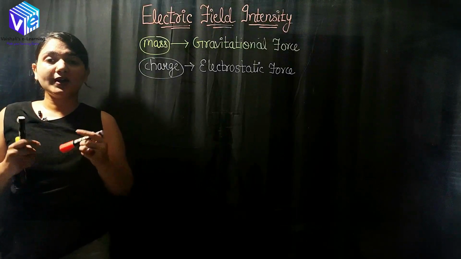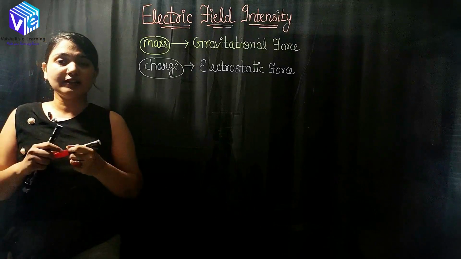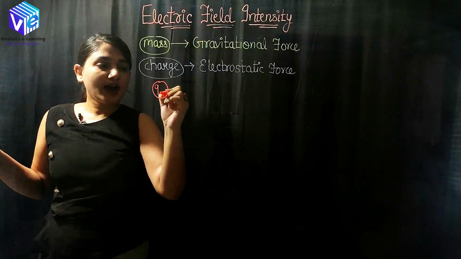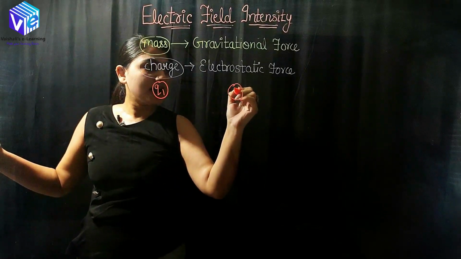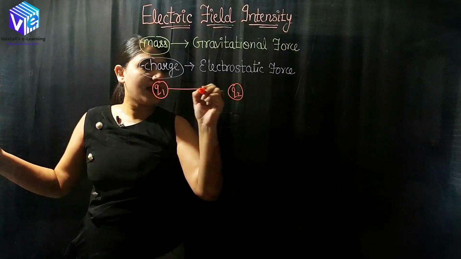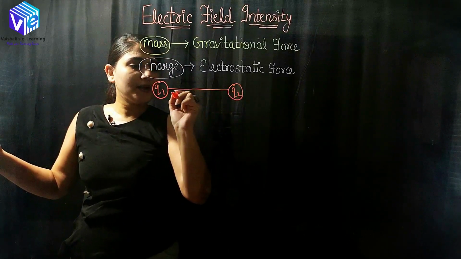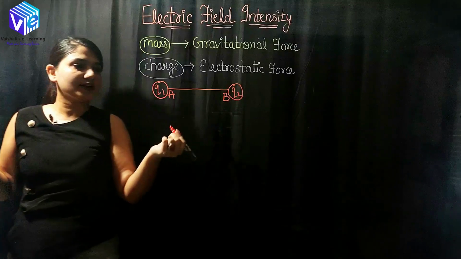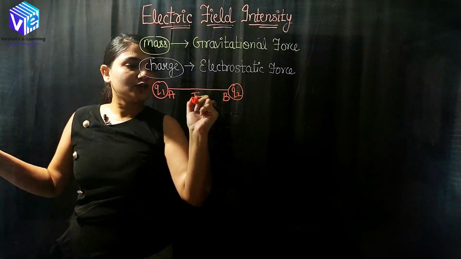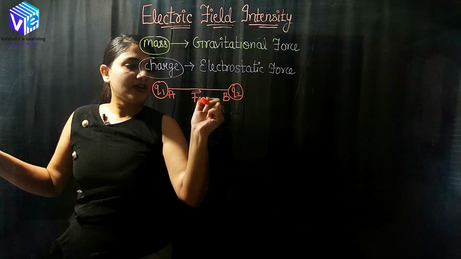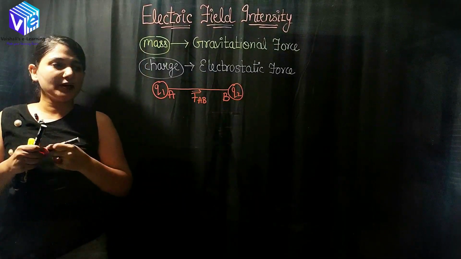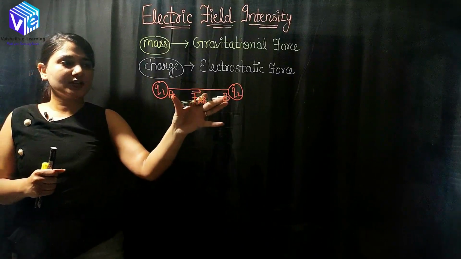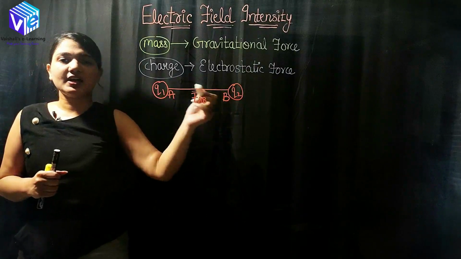In my previous video, when I was discussing the electrostatic force, I considered two charges, Q1 and Q2, with an electrostatic force between them. If the Q1 charge is at point A and the Q2 charge is at point B, there will be the electrostatic force FAB, and the direction will be from A to B, along the line AB. So to see the electrostatic force, two charges are required.